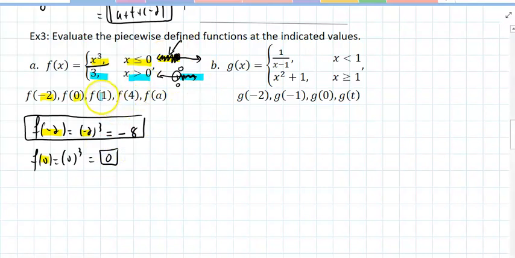Do you notice that 1 is in the blue region because 1 falls right there? So when I say what's f of 1, I have to use the blue function. The blue function is a constant. It's 3 no matter what.